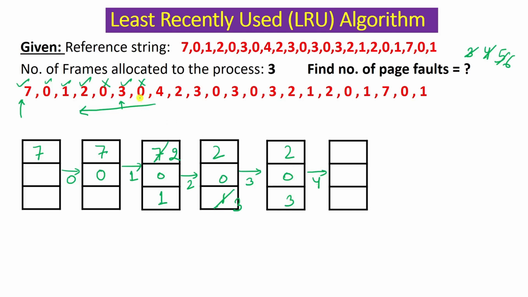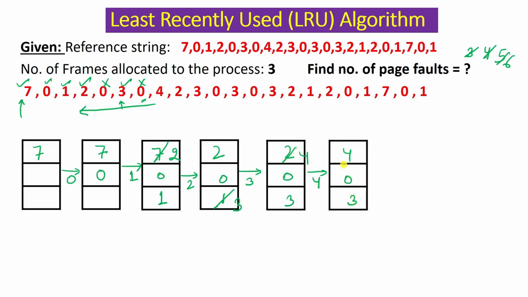So here you can see 0 is just referenced, so 0 will not be replaced. Now we are left with 2 and 3. 3 is referenced, and 2 was referenced much before 0 and 3, right? So 2 is the candidate for replacement according to LRU. So 2 will be replaced by 4. So 403 is the new content, right?